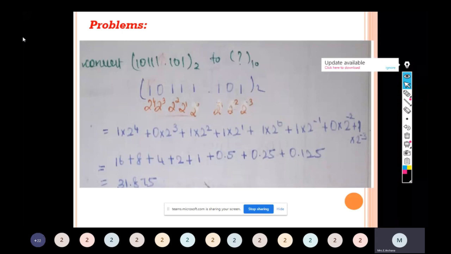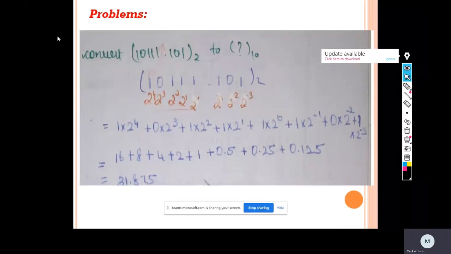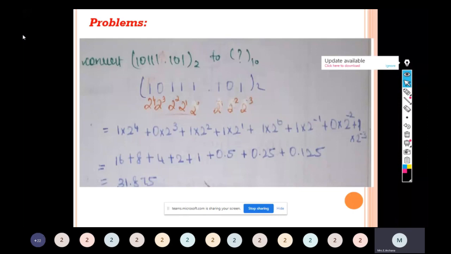The base value 2 is called the binary number system. The base value 10 is called the decimal number system. So this problem is based on the conversion of binary number system to decimal number system, right? Let me see how to convert the binary number system to decimal number system.